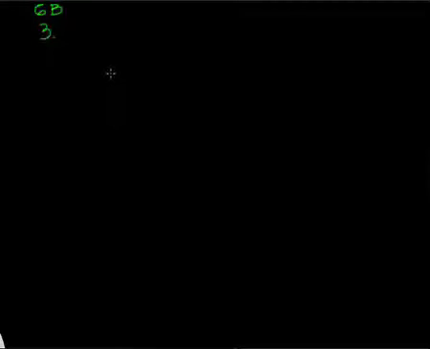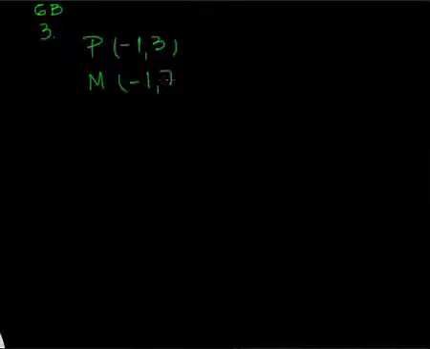Suppose M is the midpoint of PQ. Find the coordinate of Q given. Okay? So what they're giving me right now is P, which is -1 over 3, and here 3, and they're giving me my midpoint, that is -1 and 7.